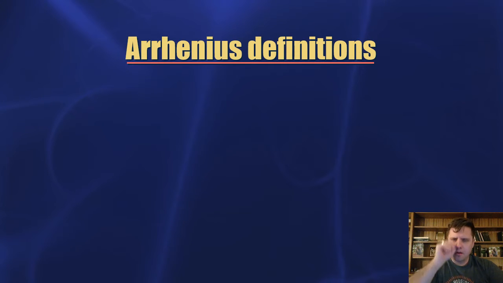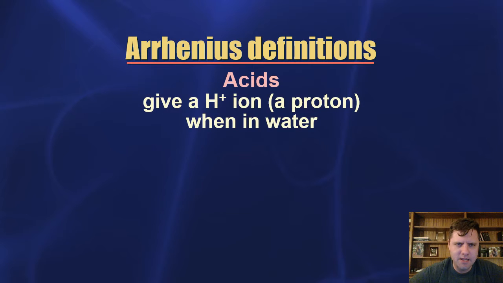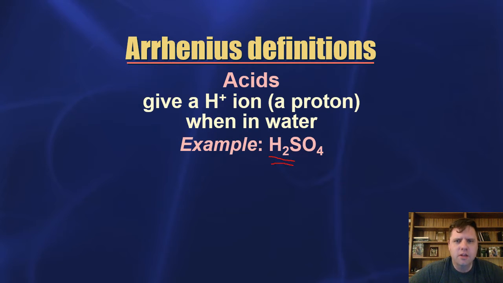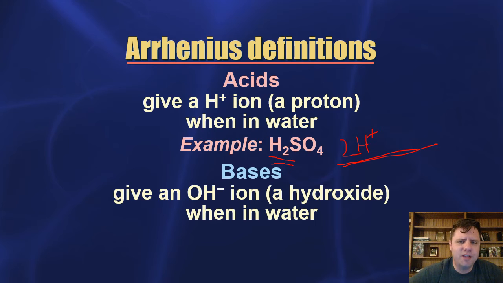Now, there are several different types of definitions for acids and bases, and we're going to talk about them in turn. So first, the Arrhenius definition is that acids give a hydrogen plus ion, or a proton, when in water. For example, sulfuric acid. Note here this H2 will give you 2 of those H+ ions when dissolved in water. So acids give an H+ ion when in water, whereas bases give a hydroxide ion, that OH- ion, when in water.